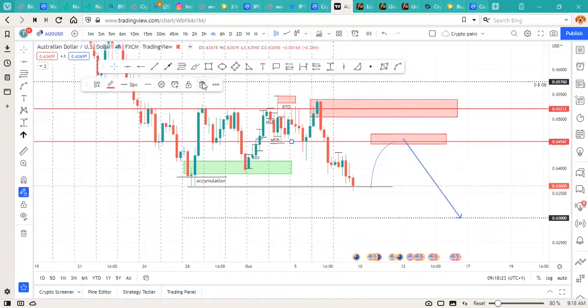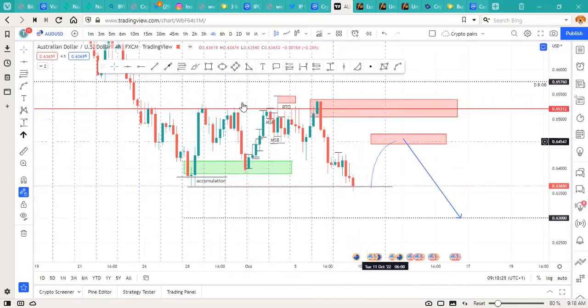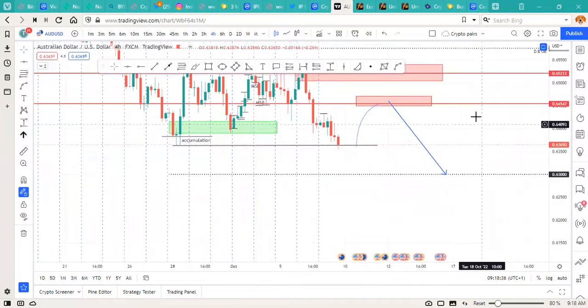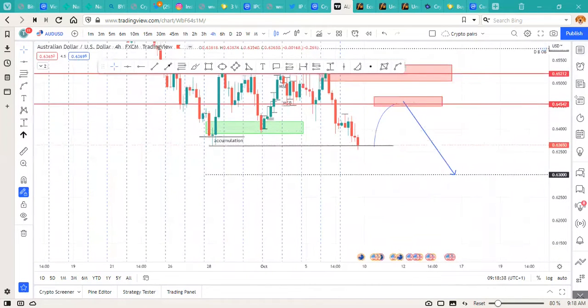So from here, we'll be expecting the market to get to that OB and then push to the downside. That is what we expect the market to do from this point. And then we'll be expecting the market to go down to the 0.6300 price per dollar.